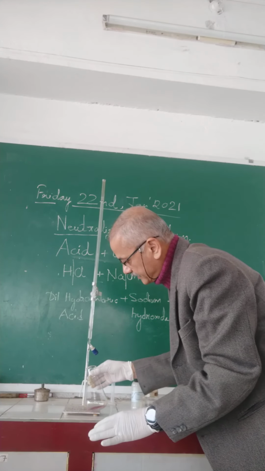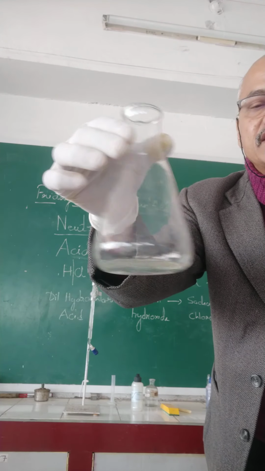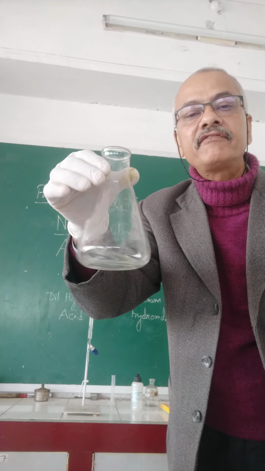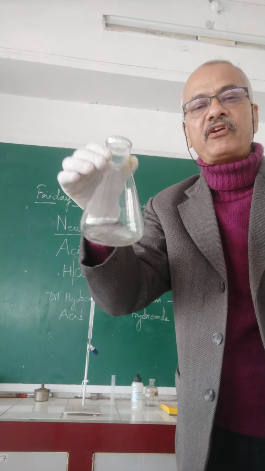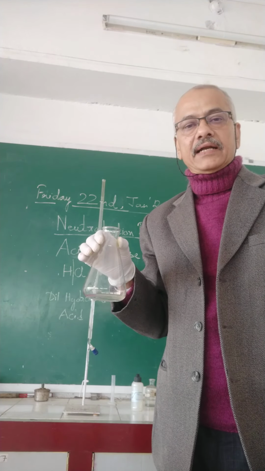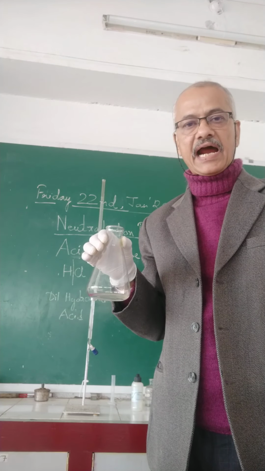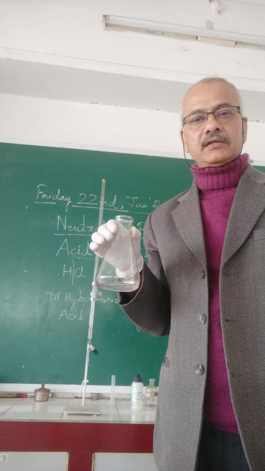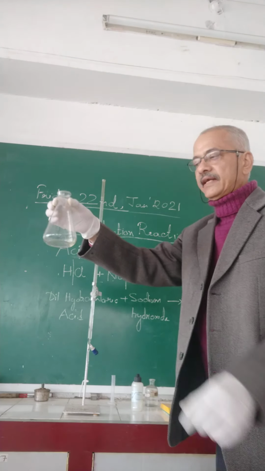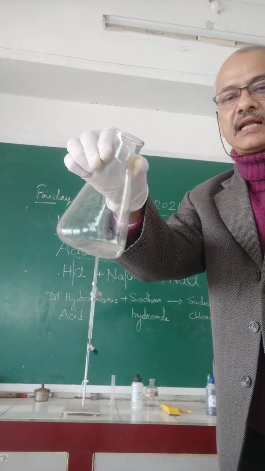So you see that the solution is turning pink and then it is neutralizing, because bases with phenolphthalein give pink color. Phenolphthalein is an indicator. If we want to know whether the given substance is acid or base, we will add phenolphthalein to it. If it turns pink, then it is a base. So see, now it is neutralizing. As it is neutralizing, it is turning colorless again.